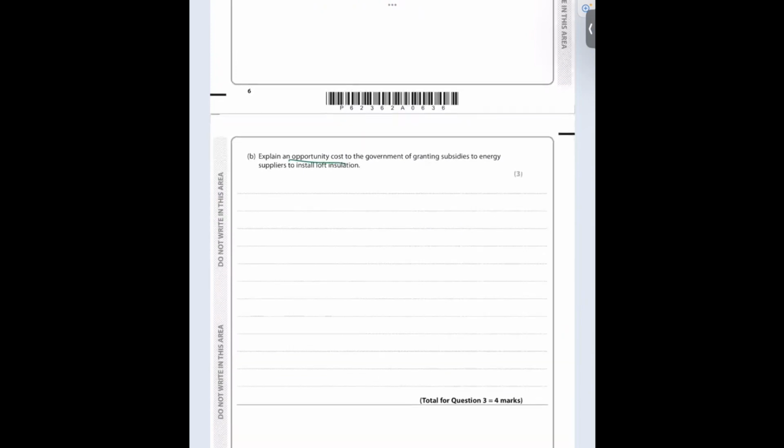Okay, explain opportunity cost. Opportunity cost is always the value of the next best opportunity foregone, or the next best alternative foregone. So I'm going to start with that. Opportunity cost is the value of the next best alternative foregone.